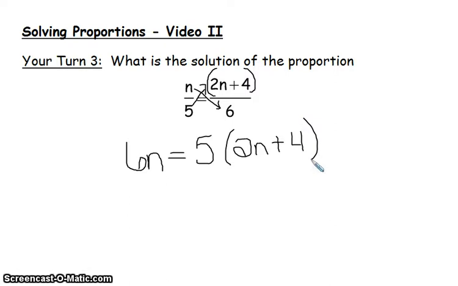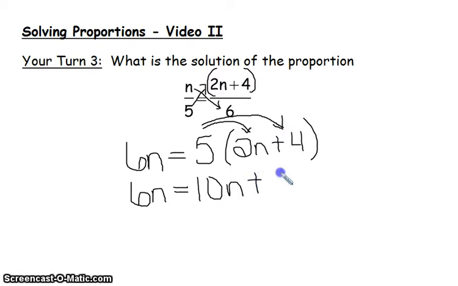Now, with the 6n, there's not really anything I can do there, so I'm just going to leave that alone for now and rewrite that 6n. But on the right-hand side of this equal sign, I'm going to have to distribute. 5 times 2n gives me 10n. And then 5 times, please make sure you're multiplying and not adding, 5 times positive 4 is a positive 20.